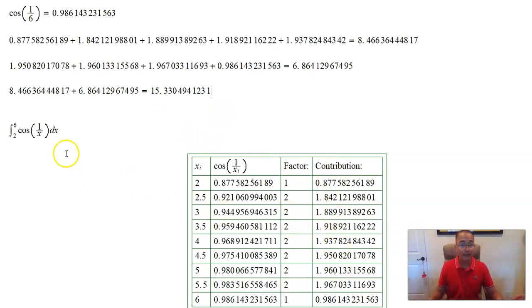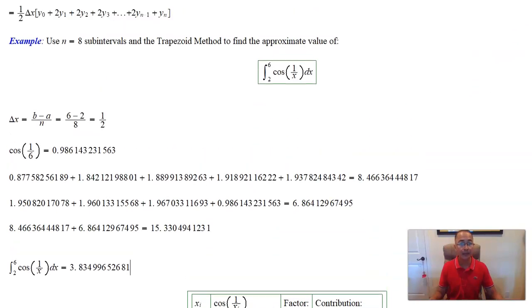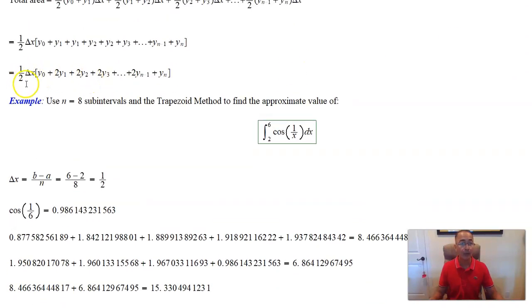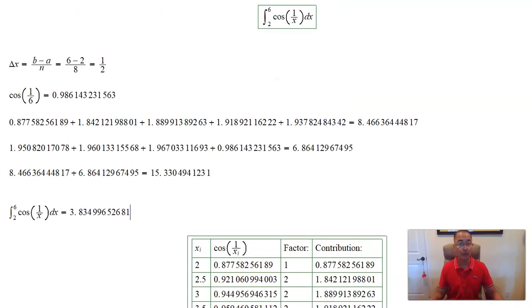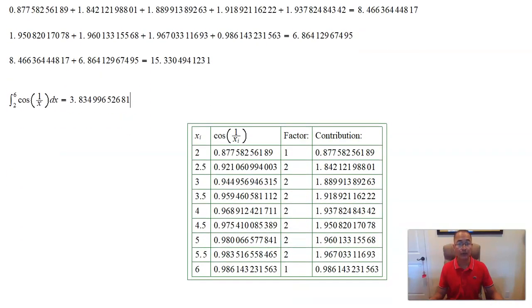That is not the integral though. So remember that Maple said this is approximately 3.834. Okay? So in the formula, let's scoot back down to the formula. Remember that there is a 1/2 delta x. All right? Our delta x is 1/2, so 1/2 of 1/2 is 1/4. So the approximation that we get for this integral is this total times 1/4 or divided by 4.